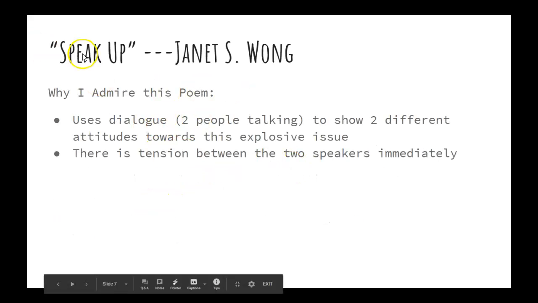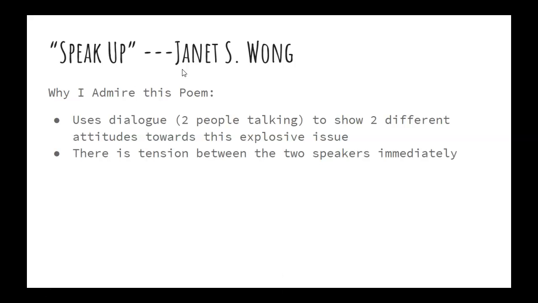The second poem we have is called Speak Up, and it's by Janet Wong. And it's an interesting poem because it's written as if two people are speaking to each other. So when you look at it on the page, you'll see words on the left, words on the right, and you kind of have to figure out how to read it. So it uses dialogue. That's why I really like this poem. And it uses two people talking to show two different attitudes towards the explosive issue. Okay, and there's definitely tension between the two people speaking in the poem, and you'll pick up on that.